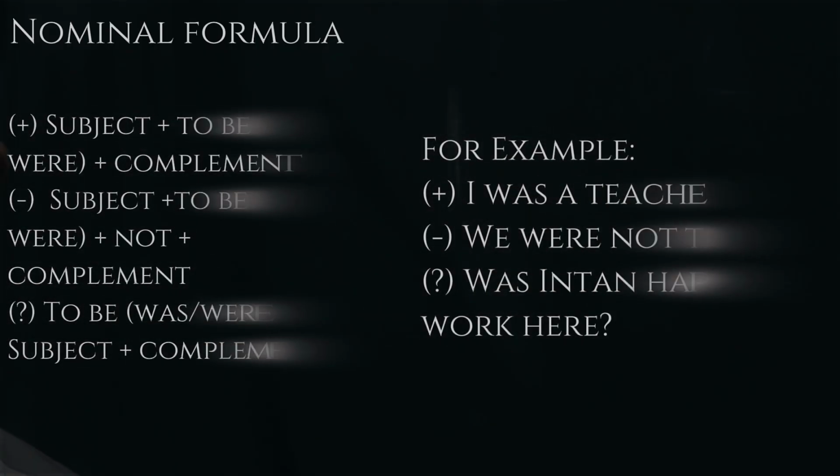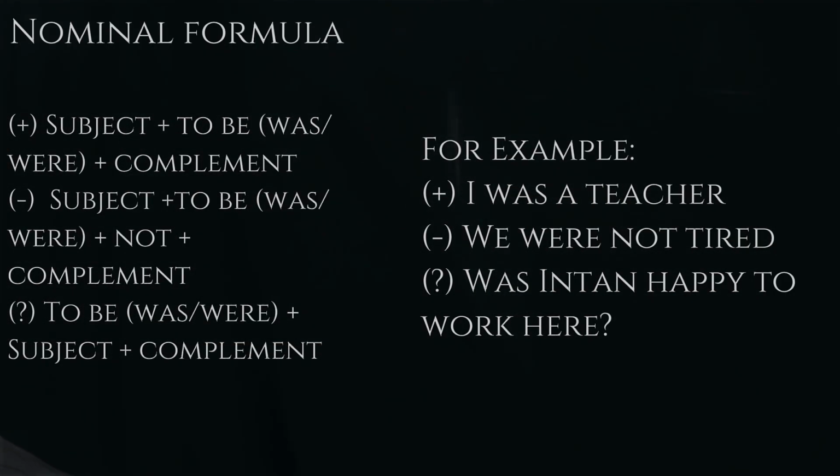Okay, the next formula is nominal. The positive sentence, that is subject plus to be. The to be that we use is was and were. Was for I, she, he, it. Were for you, we, they. Okay, we'll come back to the formula. Positive sentence, that is subject plus to be plus complement.